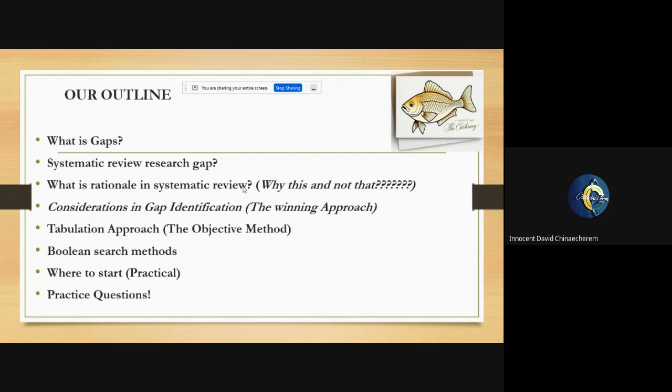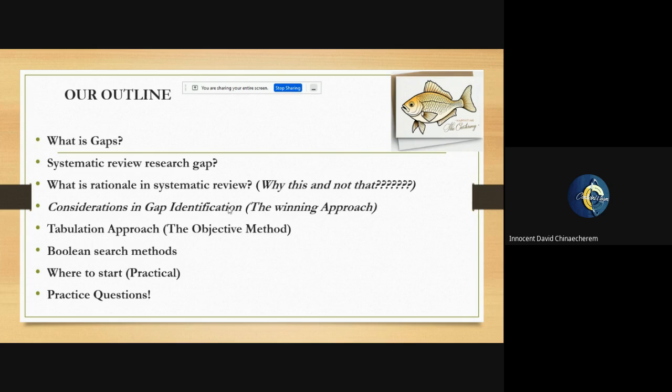So we are going to talk about that. I don't want to just go into explanation in the outline. So we're also going to talk about the considerations in gap identification. What should we consider when we are identifying the gap in literature? So this is just what I call the winning approach.